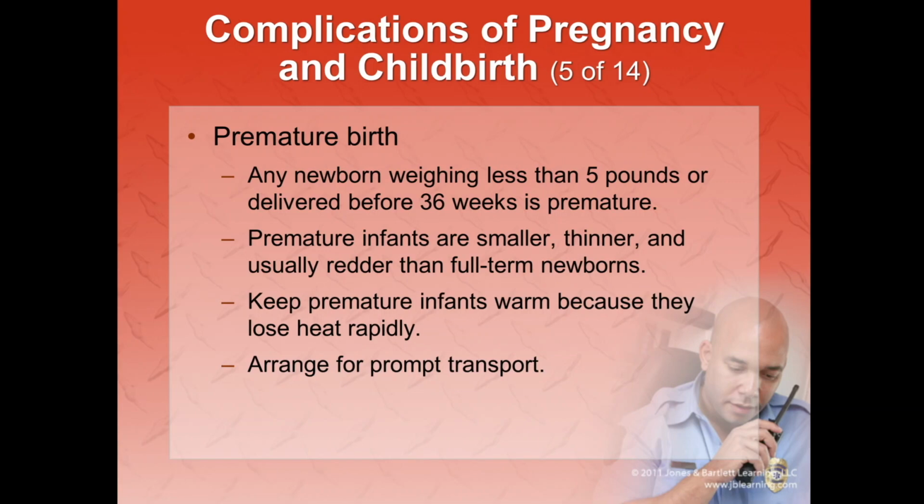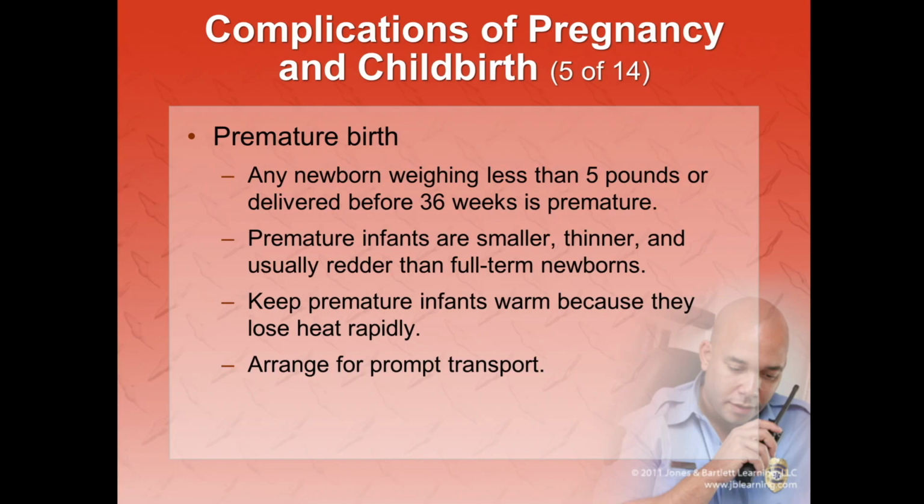Keep in mind that during a delivery, you may encounter a premature birth. All the signs and symptoms of an imminent delivery will be there, with the head crowning, contractions less than 2 to 3 minutes apart, the bloody show occurring, and so forth. But with a premature birth, your newborn will weigh less than 5 pounds, and they are delivered before 36 weeks.